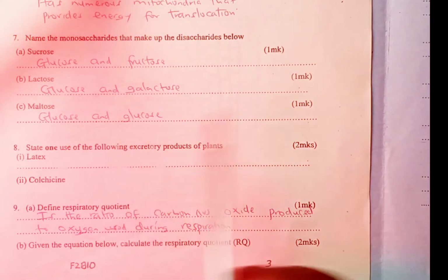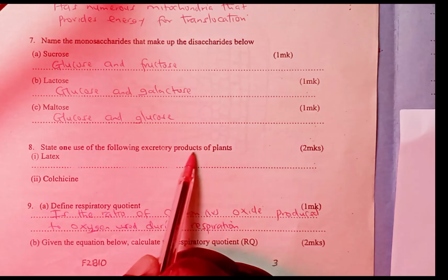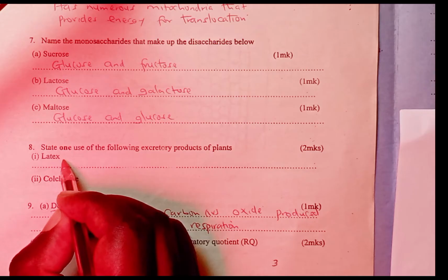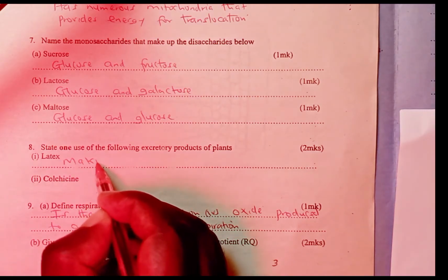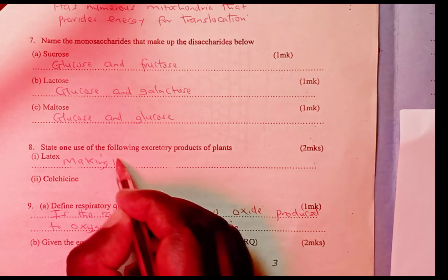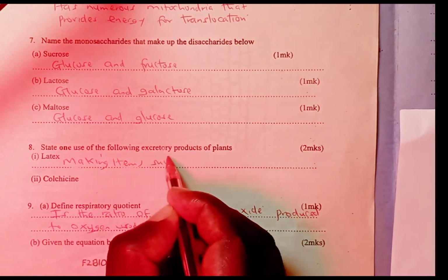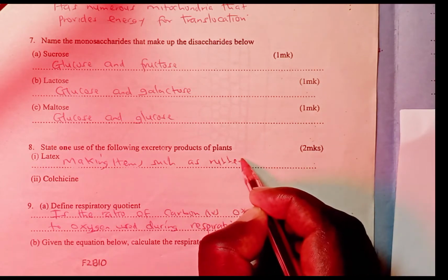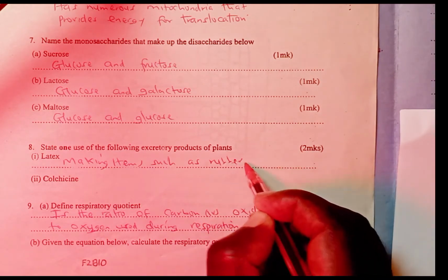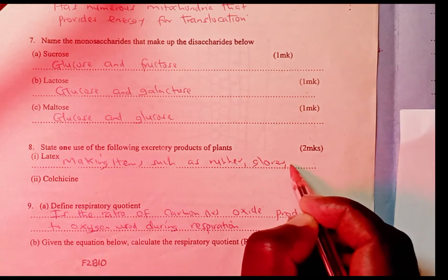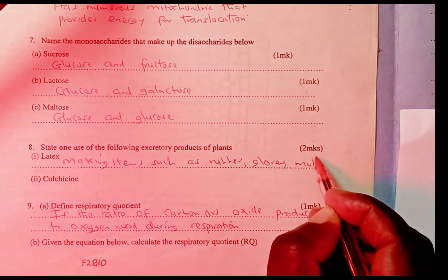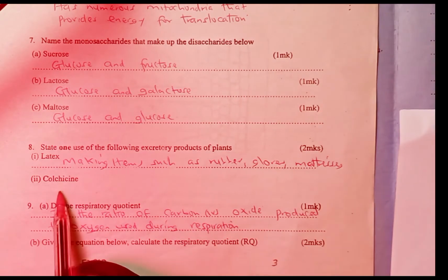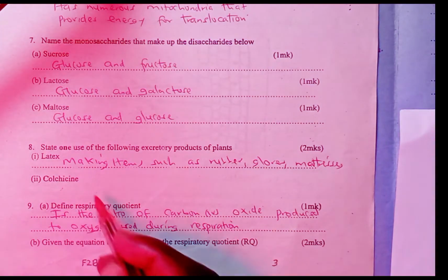Question number 8. State one use of the following excretory products of plants. Roman 1, we have latex. Latex is used in making items such as rubber shoes, of course. We have gloves. We have mattresses, etc. We have colchicine. This one is used in medicine.